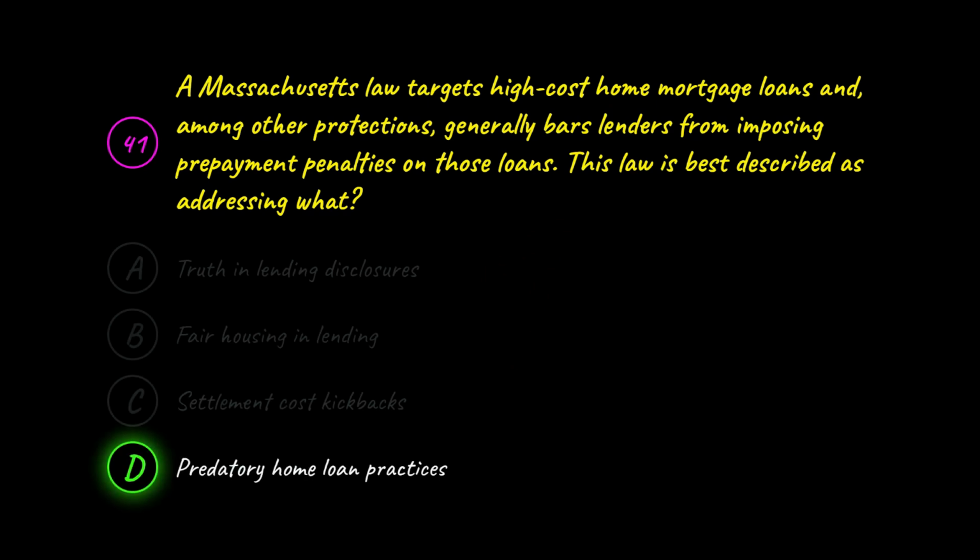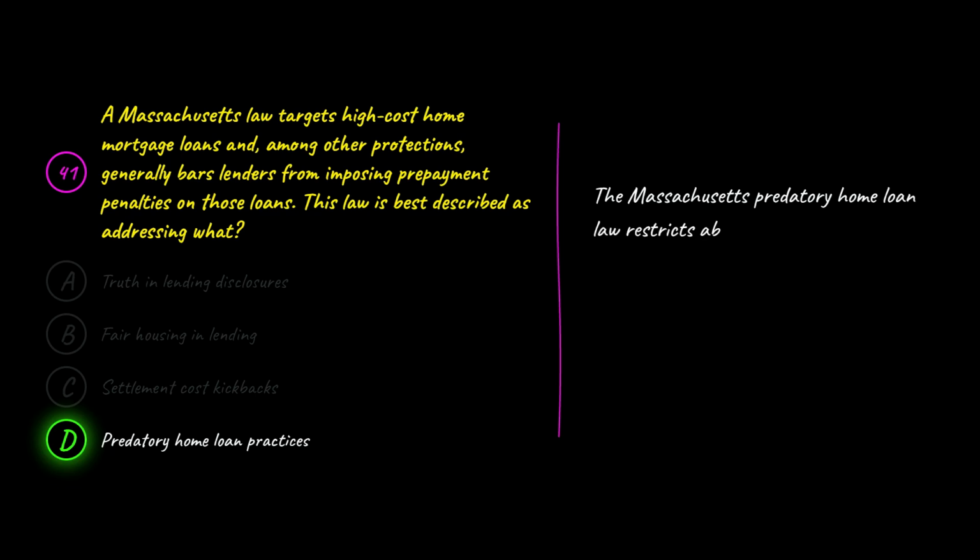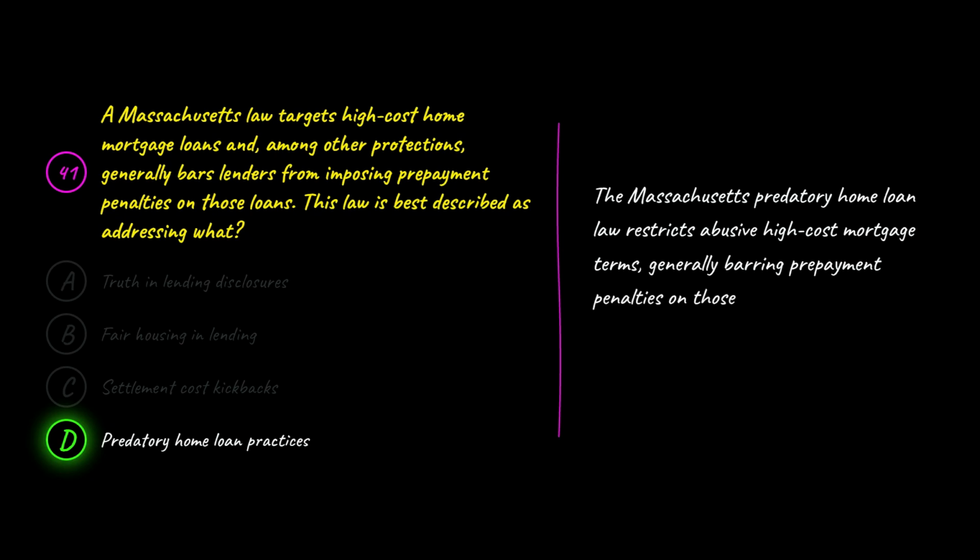The correct answer is D. Predatory home loan practices. D is correct because the Massachusetts predatory home loan law restricts abusive, high-cost mortgage terms, generally barring prepayment penalties on those loans. It protects vulnerable borrowers from features that trap them in costly debt, and violations also reach the Consumer Protection Statute.